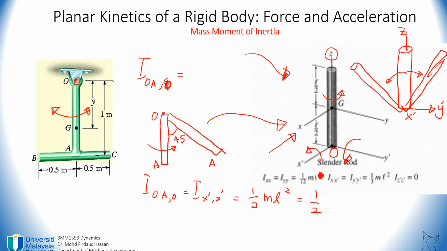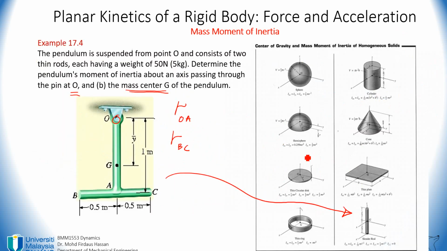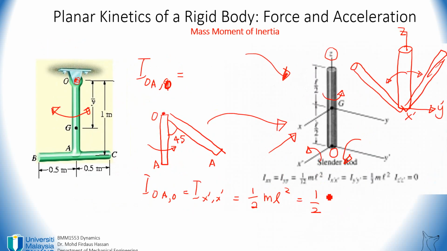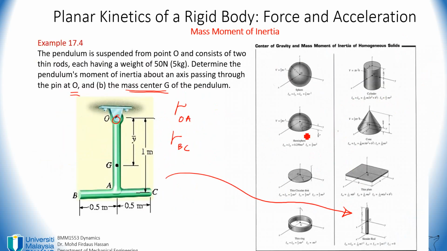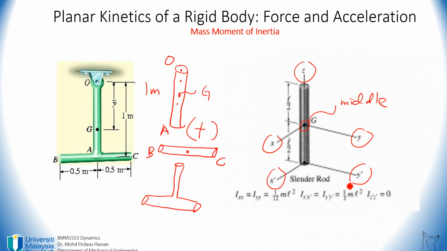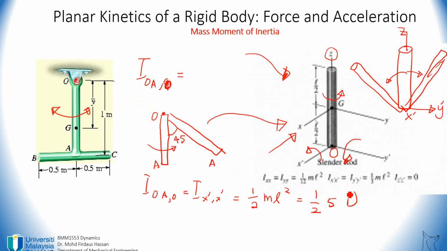M is 5 kilograms, 5 times L. L is given as 1 meter. You can get the answer is 2.1 kilogram meter square. You got the IOA. Now we have solved the first one.